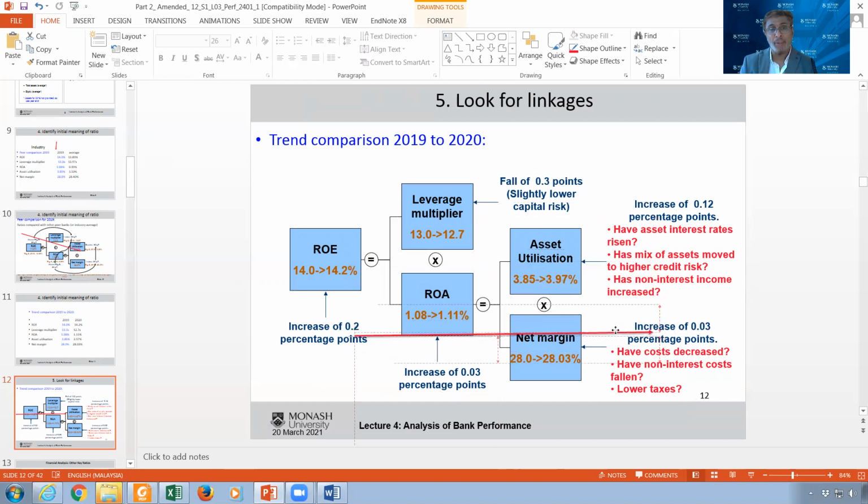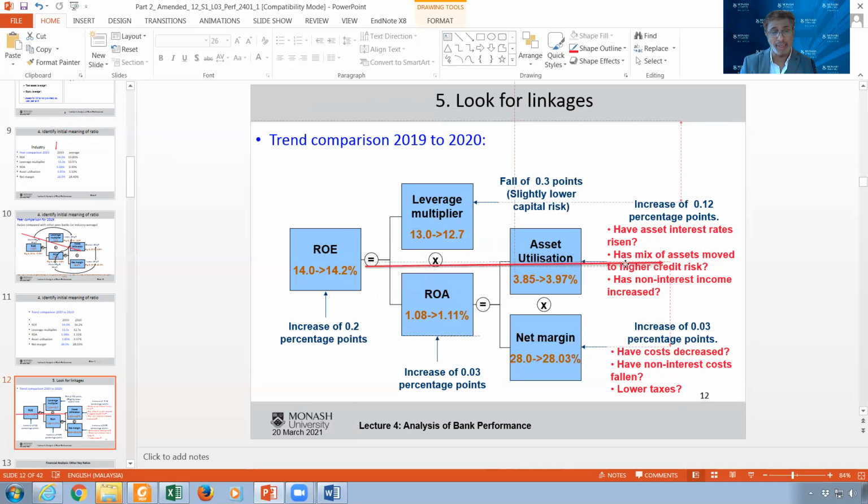Accrual means not collected yet. Here, have the costs decreased? Why are we decreasing here? Have non-interest costs fallen? Because we used to have 28, now we have 28.3. We believe that 2019 was okay, and there is an increase of 3 basis points. This is maybe because the cost is decreasing, or maybe our non-interest expenses dropped, or maybe there are lower taxes. All of those questions and other questions should be asked.